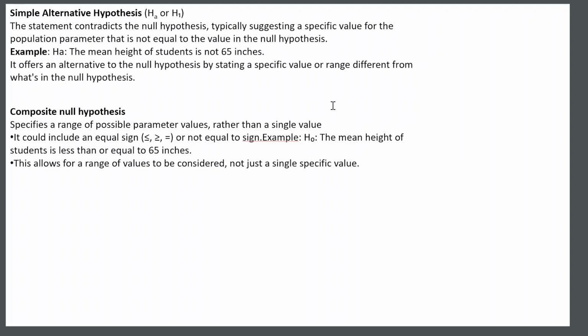In a similar way, if we specify a range of values for the rejection, for example, not equal to, it falls under the composite alternate hypothesis. Also, we express the alternate hypothesis as HA or H1, like the null hypothesis as H naught.